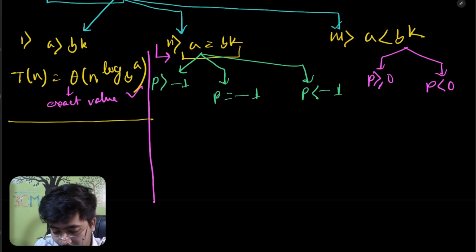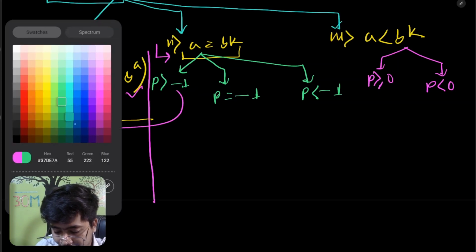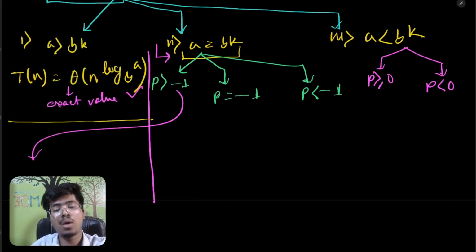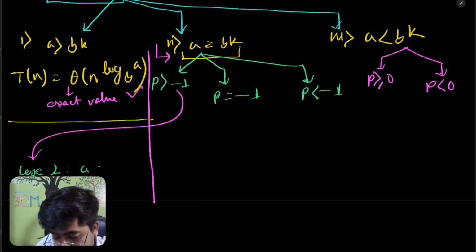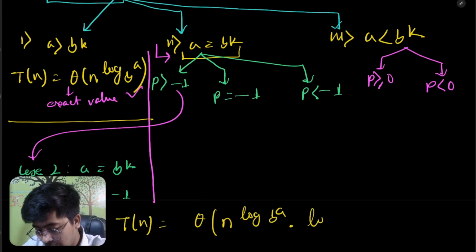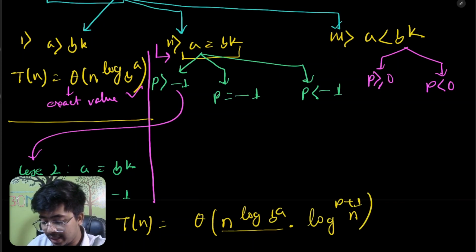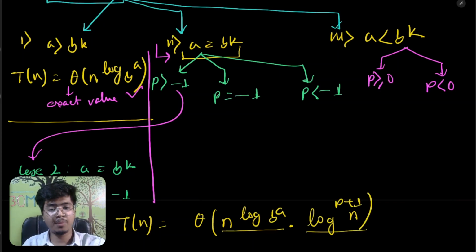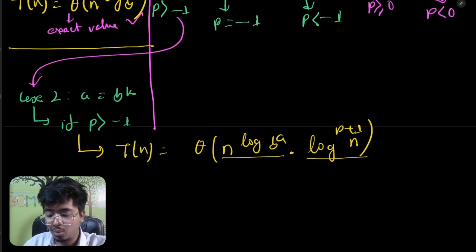Now we are elaborating these conditions. If p is greater than or equal to -1, now we are in case 2. Now we are considering case 2, when a equals b to the power k. Inside this, if p is greater than -1, then our formula will be log n to the power p plus 1. This is multiplied with this n, so these are two different portions, and that will be the time complexity if p is greater than -1. So that is the first case.